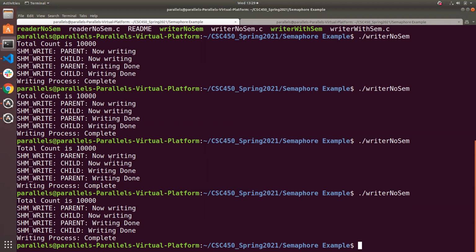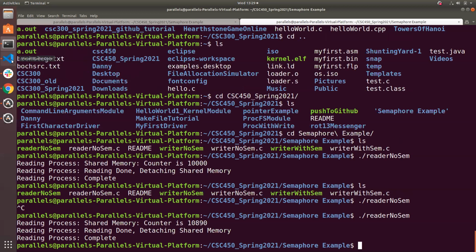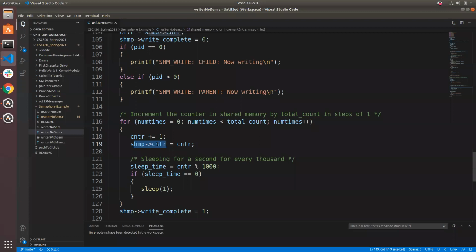All right. It's always going to be 10,000 in the end over here because whoever wrote last did it on their 10,000th trip through there. So their version of count is 10,000. So they overwrote the shared memory count to 10,000. All right, so that's why this guy is consistent. Let's just make sure we're not doing anything crazy on this.